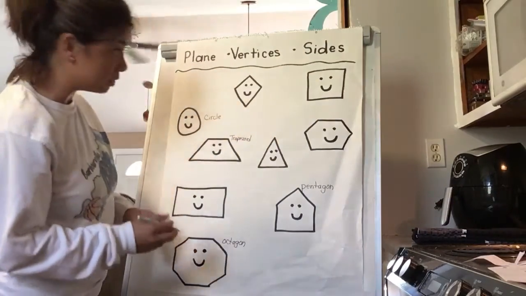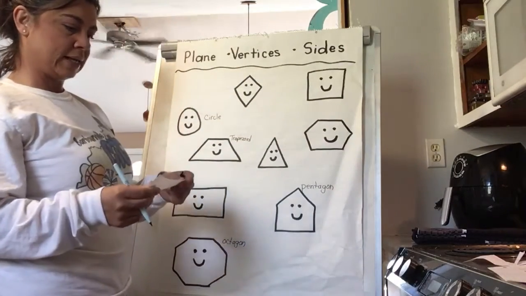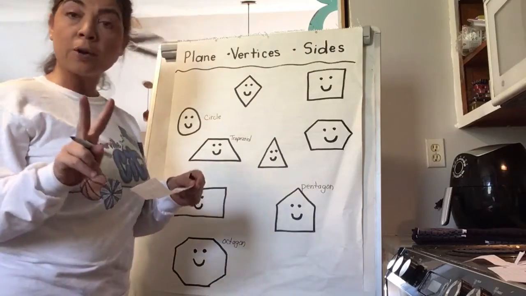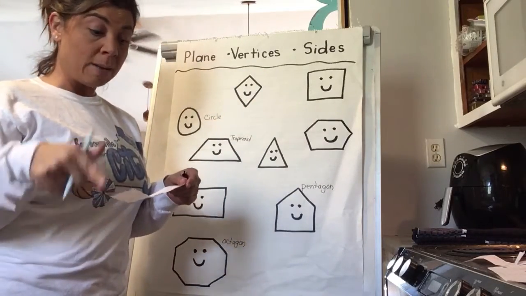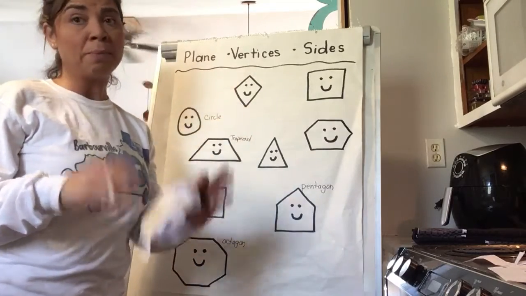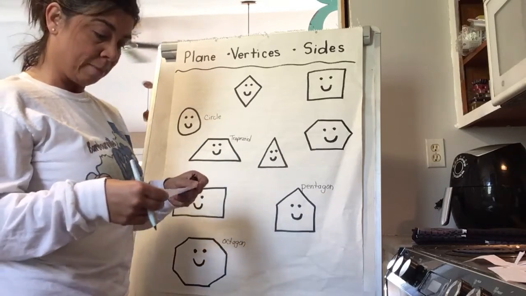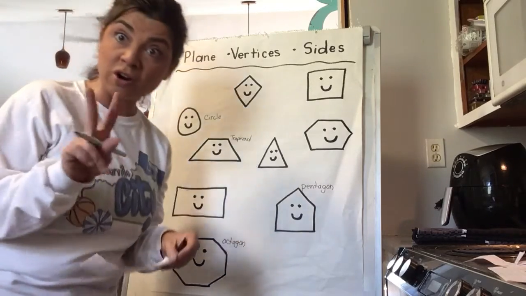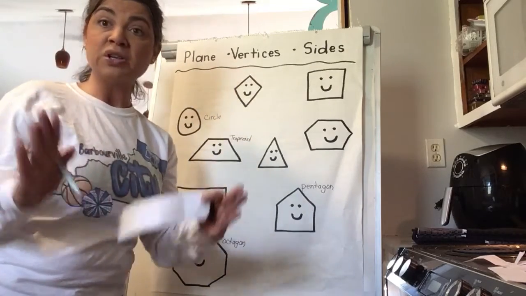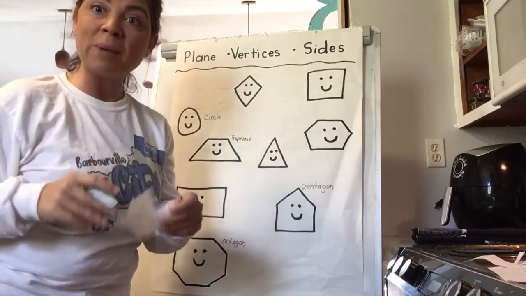Let's see, we've still got some guys here with no names, so let's see what we have. This one says, I have 4 sides again. 2 sides are parallel. There's that word again, parallel. But this time they're the same length. So remember, parallel lines do not cross each other, but they're the same length. And then they have 2 other sides of parallel lines, and they're the same length.